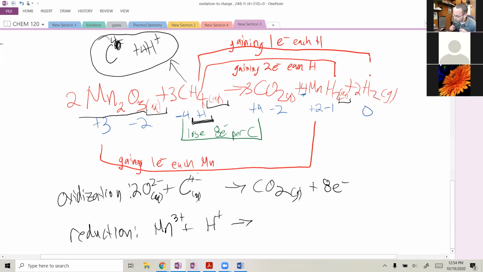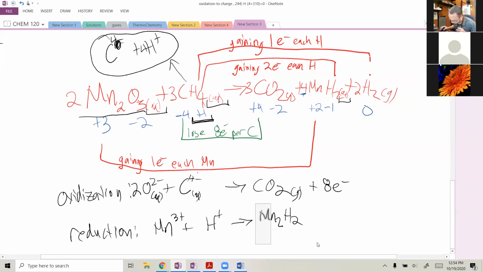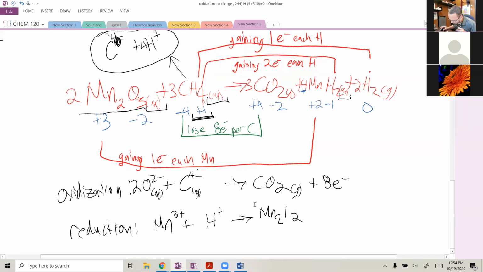Now, when we get to the other side, we want to put in our compounds that involve them. So we have our Mn2. Oh, sorry, not Mn2H2. That's just MnH2. And so we have our Mn, and it's going to be a 2+ charge because it's in the +2 oxidation state.